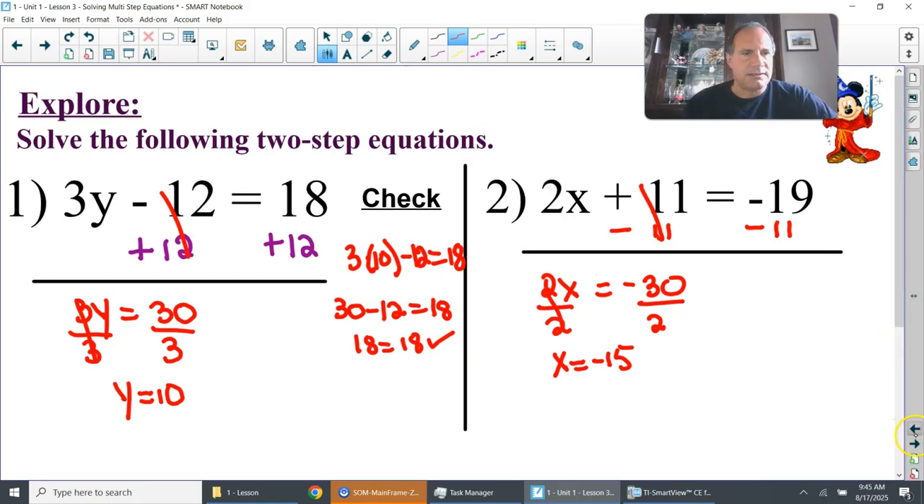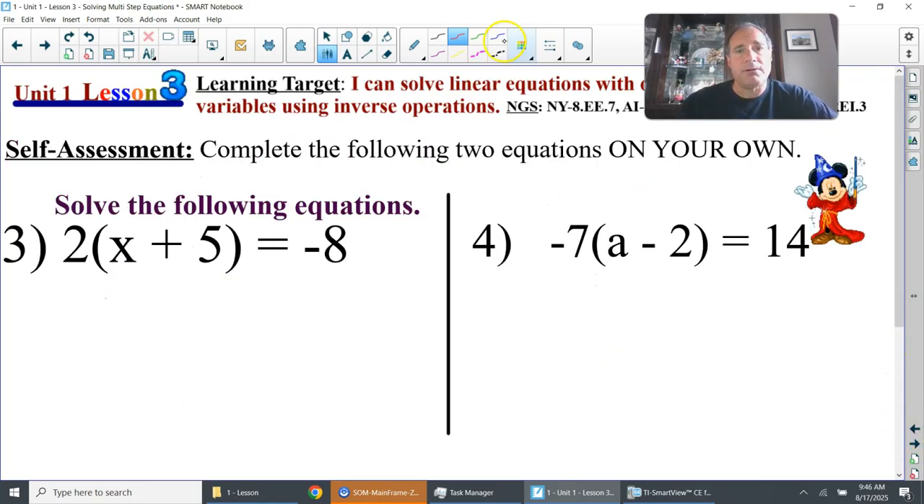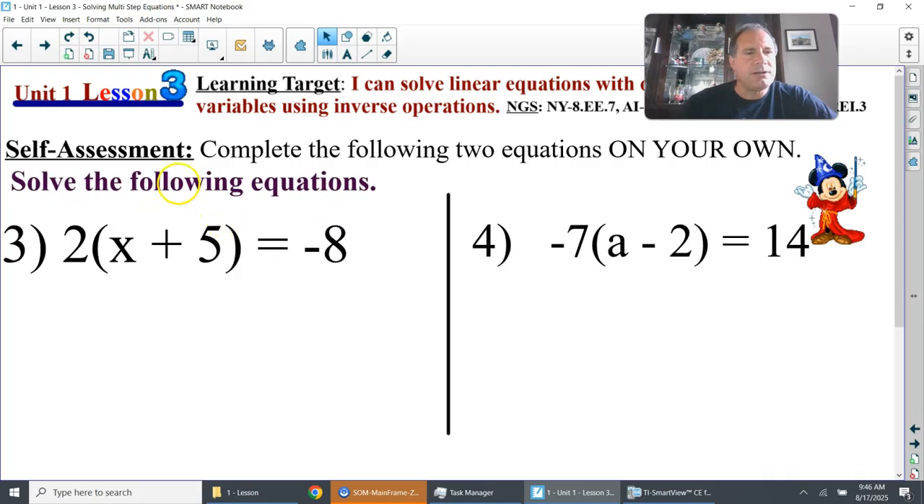And we could go on to the next page. Those are two-step equations. Now, going to distributive property before it becomes a two-step equation, this is distributive property first. So we're going to solve the following equations. Let me move that up there.